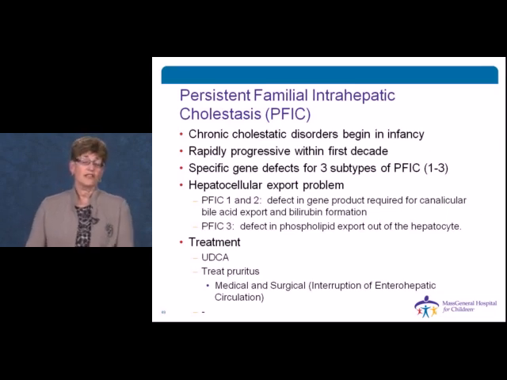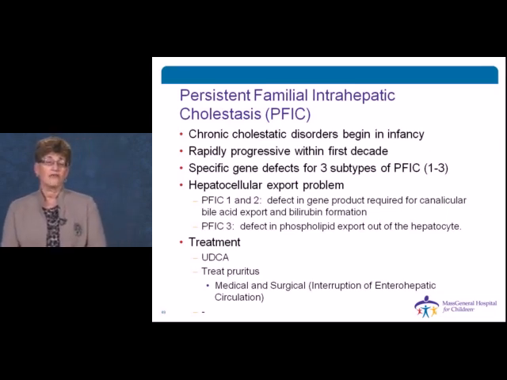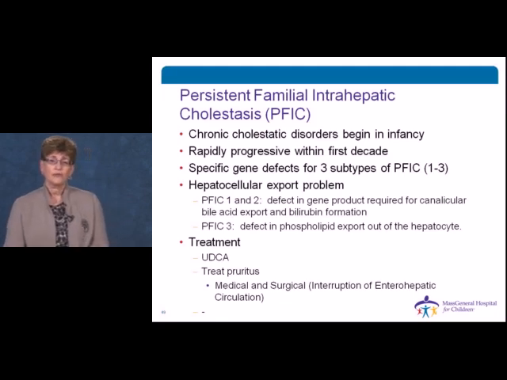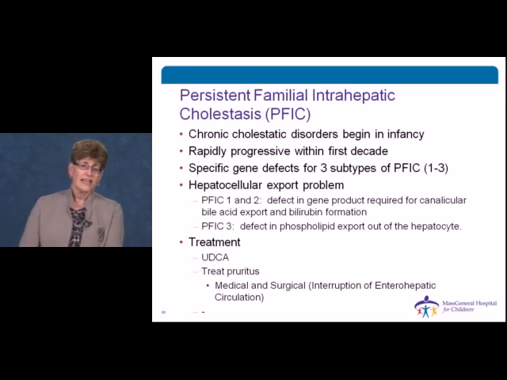So progressive familial intrahepatic cholestasis are a family of chronic cholestatic disorders which begin in infancy. It's been only over the last 20 years or so that they've been recognized. They can be rapidly progressive within the first decade of life. There are now known 3 subtypes, and the specific gene defects for them are known. And the problem is in the export from the liver cell. PFIC 1 and 2 have a defect in the gene product that's required for the canalicular bile acid export and bilirubin formation. And PFIC 3, there's a defect in the phospholipid export out of the hepatocytes.